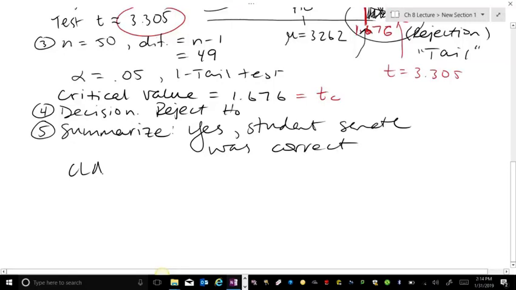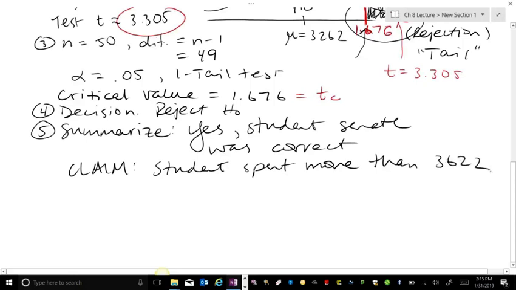Their claim from that original example was that students spent more than the 3262. And because their claim was correct, we're able to support the claim. That'll help with the language that you'll see in the Connect Math homework problems.